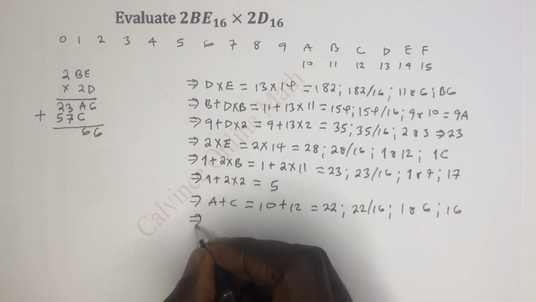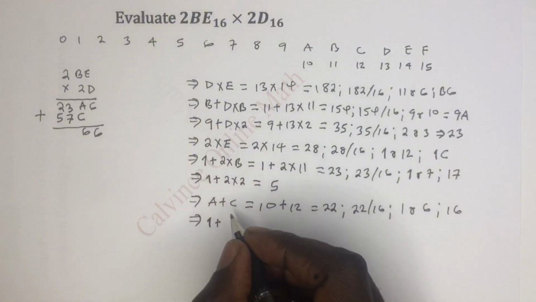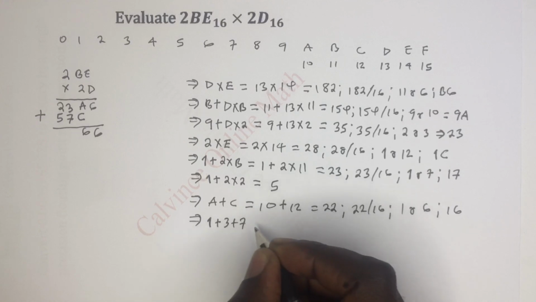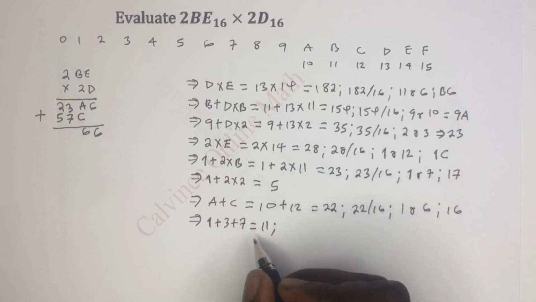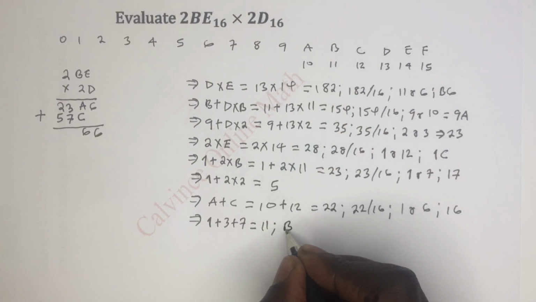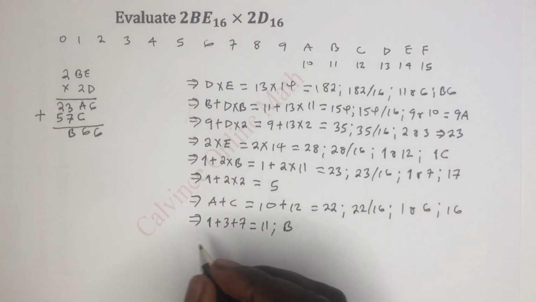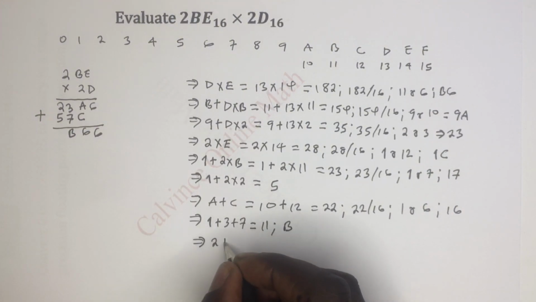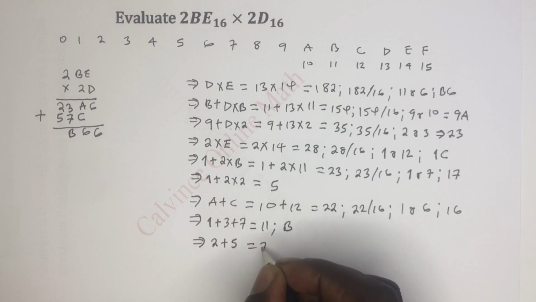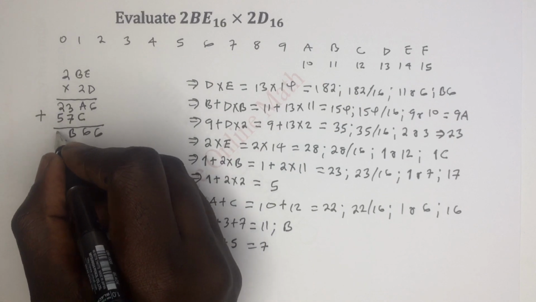In the next step, you have 1, which is the carry, plus 3 plus 7. 3 plus 7 is 10, and with the carry you'll find that to be 11. According to hexadecimal, 11 stands for B, so you write B. And then the next one is just 2 plus 5, which is 7. It is less than 16, so just write it the way it is.